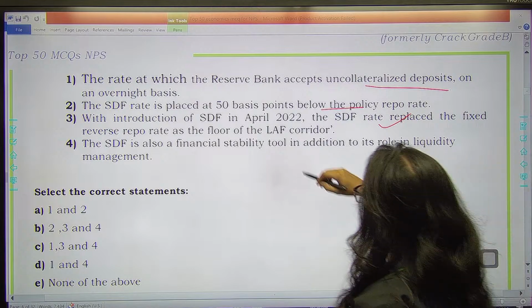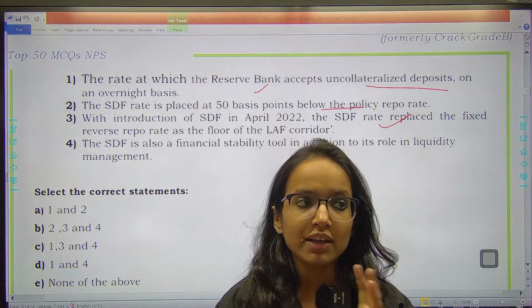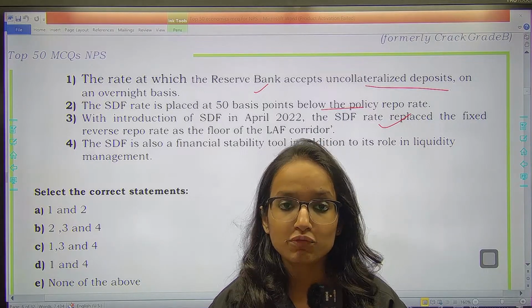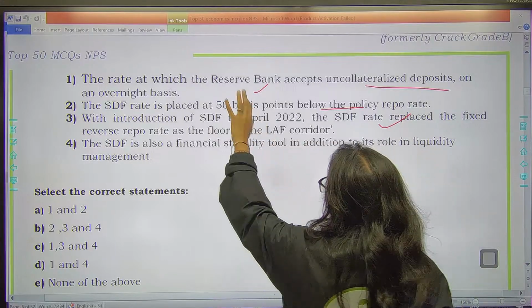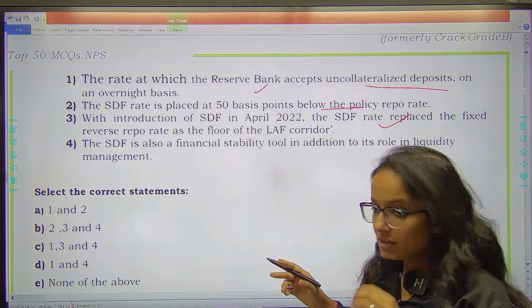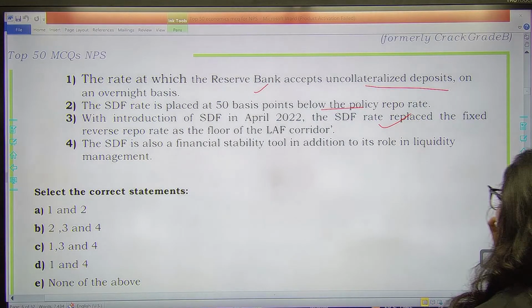So first one is true. What is SDFR? It is the rate at which RBI accepts uncollateralized deposits. So earlier RRR was collateralized. Now you don't receive any collateral against what you park under SDF with RBI, right? Whatever funds you park, the rate at which RBI accepts uncollateralized deposits on an overnight basis. Then, is SDF 50 basis points below the policy rate?